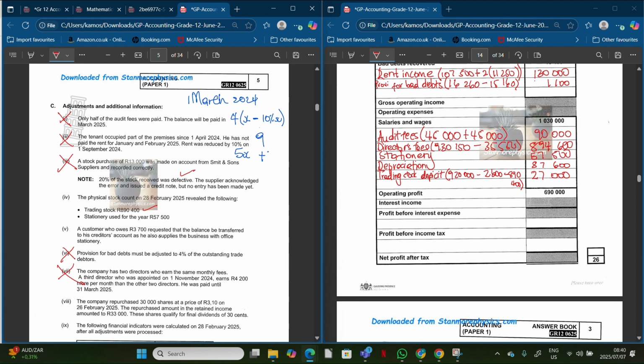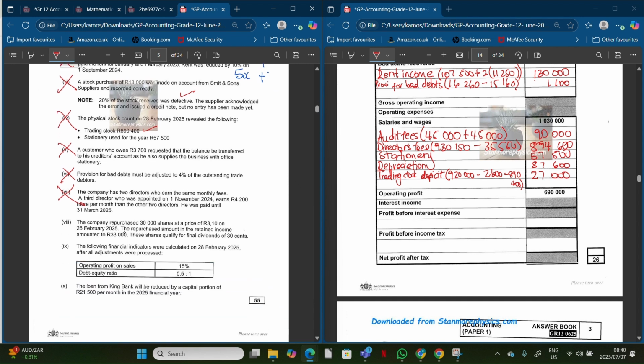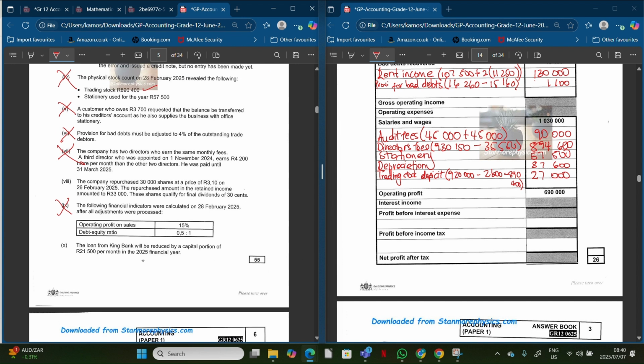So we're just gonna cancel it out. Then also this one you're gonna cancel out too. Then also this one we dealt with, we're gonna cancel it out. Now they also come here, they say the company repurchased. This one is not part of this, so we're gonna leave it for the balance sheet. Then also for operating on sales debt equity, we have used this one, so we're gonna remove it. But the debt equity ratio shall be used again in the balance sheet. Then they say that the loan from King is reduced. This one also goes in the balance sheet.